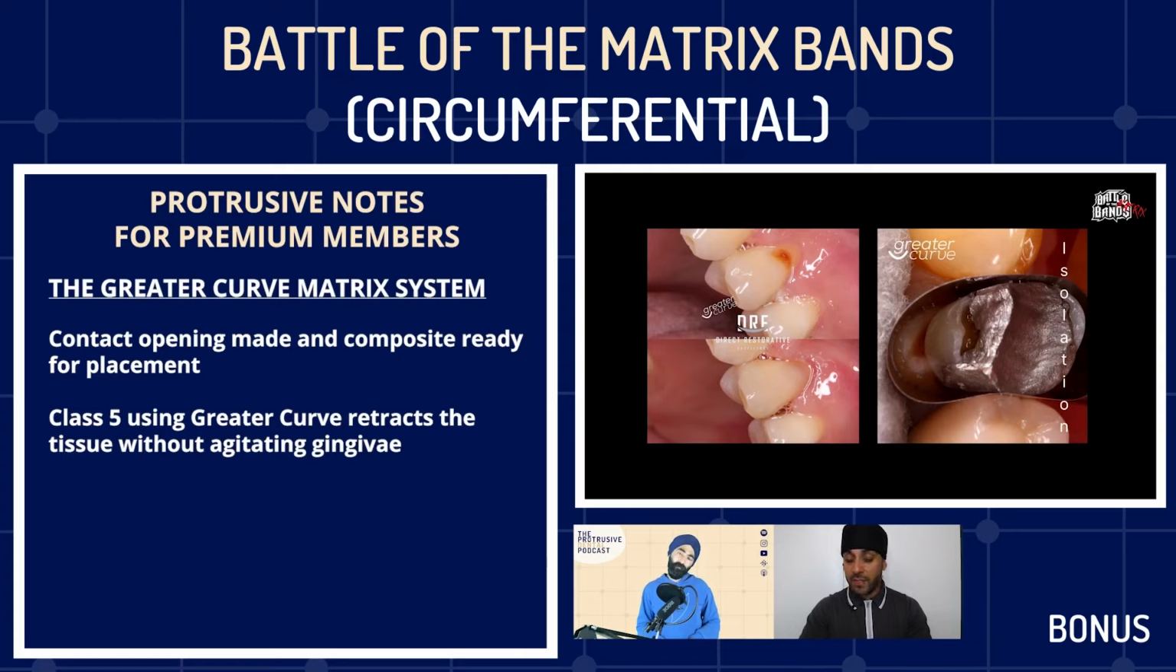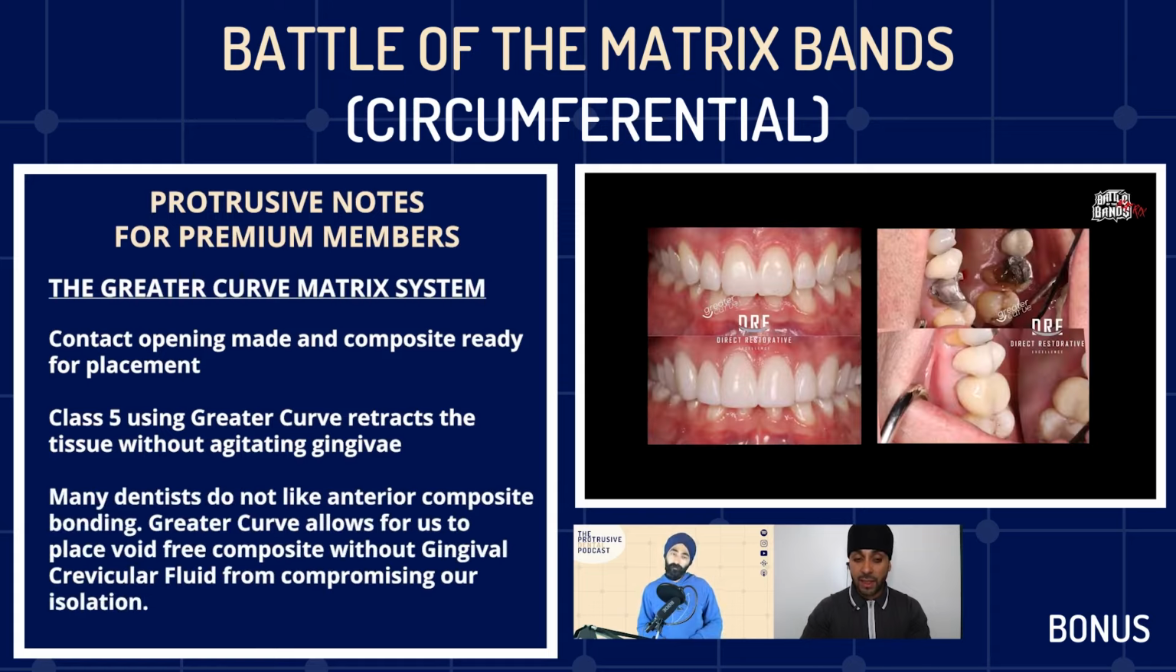So it's almost like it retracts the tissue without having to push something deep into the sulcus, seals it off, and again allows you to place your restoration. So it's quite handy. And then composite often gets a really bad rap. A lot of dentists don't like composite bonding anteriorly. They think it's short-lived, it's not going to be great.